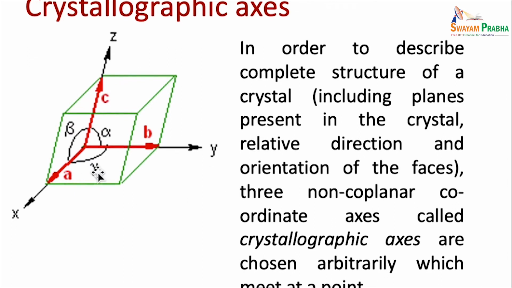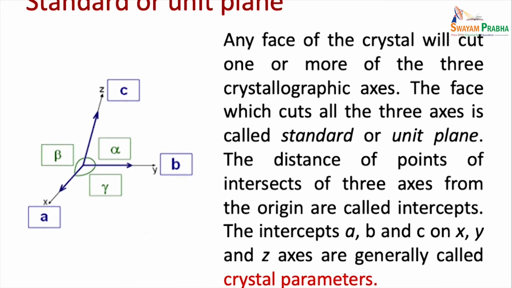These axes are represented as x, y, and z, and the angles between the axes opposite to the intercepts are represented by alpha, beta, and gamma respectively. Now let's talk about the standard or unit plane. Generally any face of the crystal will cut one or more of the 3 crystallographic axes. The face which will cut all the 3 axes is known as the standard plane or unit plane. The distances of the points of intersection on the 3 axes from the origin are called intercepts. The intercepts a, b and c on the X, Y and Z axes are generally called the crystal parameters.